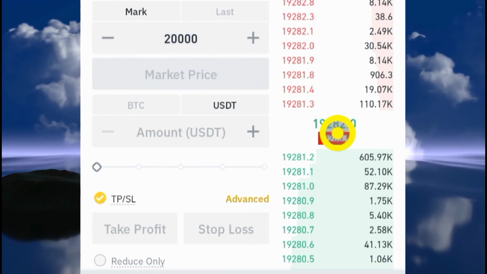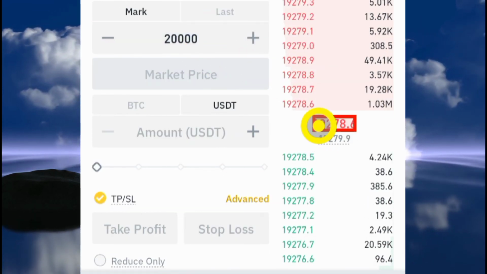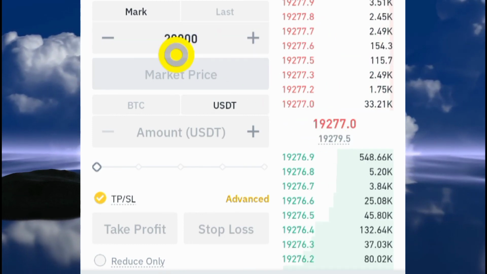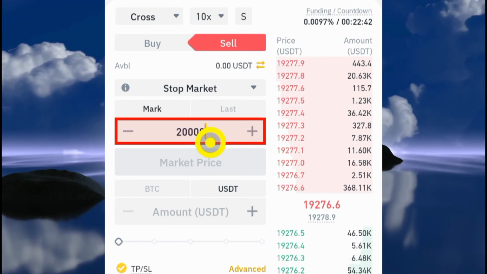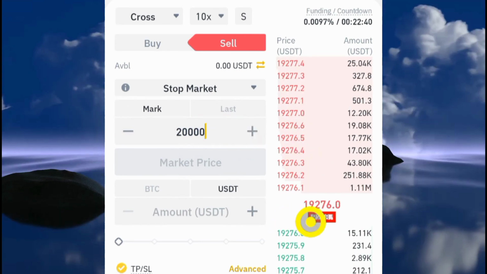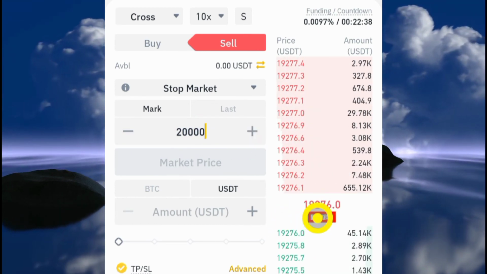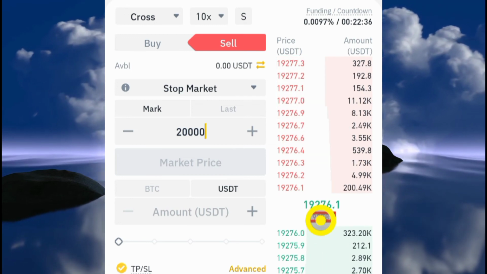and it could be sold at 20,100, it could be sold at 20,050, it could be sold at 20,005. So it depends, because the market is fluctuating. So this again means that Binance is going to sell at the market price, and you could get any of the prices depending on the fluctuations.